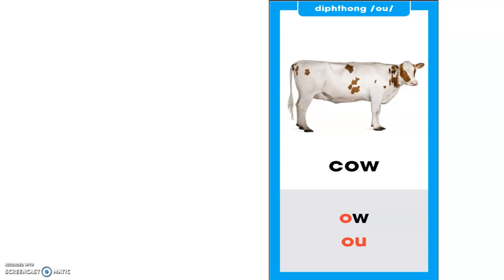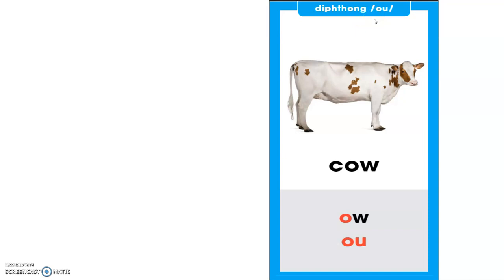Hi friends, it's time for another spelling and phonics lesson for this week, and we're going to be starting Unit 9, Week 1. If you look at this picture, you can see that it's a picture of a cow. This is what we call our sound this week, a diphthong. A diphthong changes the sound as you're saying it.